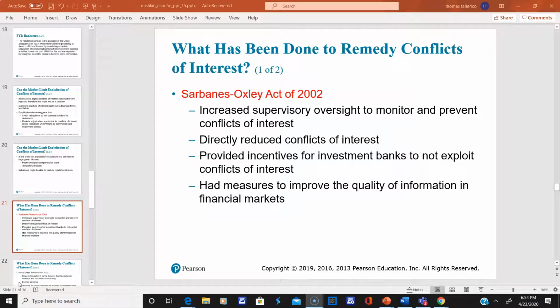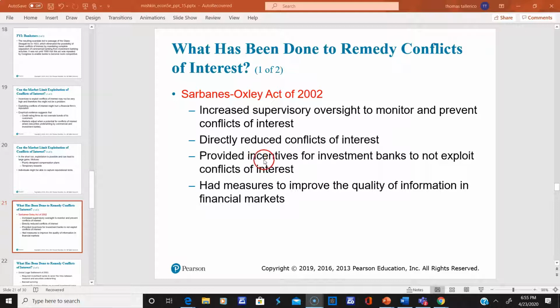So hello everyone. I just want to finish up the chapter 15 slides, and because of a lot of conflicts of interest, especially with accounting and banking, the Sarbanes-Oxley Act of 2002 came about, and this was mostly for all the accounting scandals. So basically, they increased supervisory and oversight to monitor and prevent conflicts of interest, and it helped a lot, but it cost companies a tremendous amount of money to implement this.